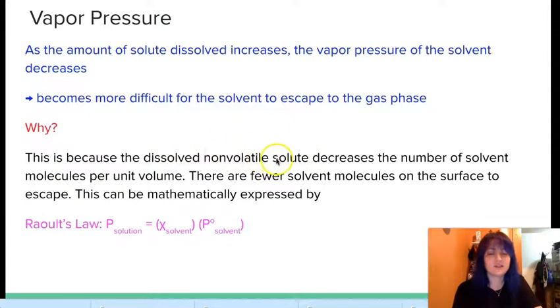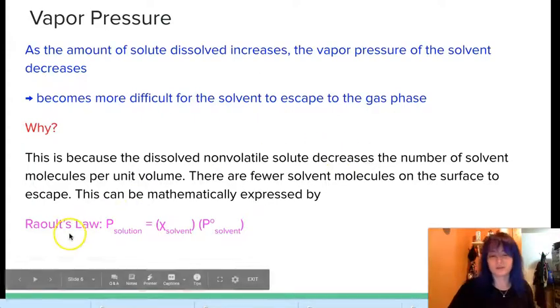The solute is going to decrease the amount of solvent per unit volume. So basically it's kind of like diluting the solvent at the surface. So less solvent particles are present to escape to the gas phase, which is going to lower your vapor pressure. You are not responsible for knowing Raoult's law.